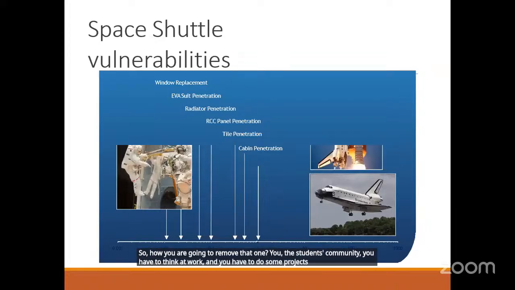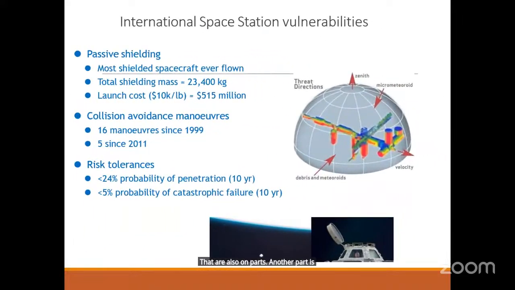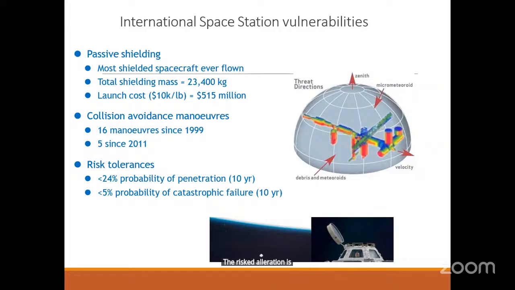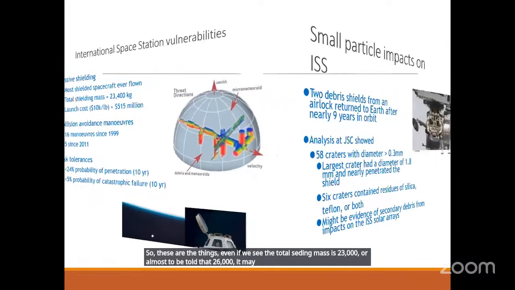There is space shuttle vulnerability, and another part is International Space Station vulnerability. Through the International Space Station, they are also trying to capture the debris and remove it. The risk tolerance is 24% probability of penetration over 10 years. Even if we see the total tracked mass is 23,000, we said almost 26,000, it may reach that in 2025.